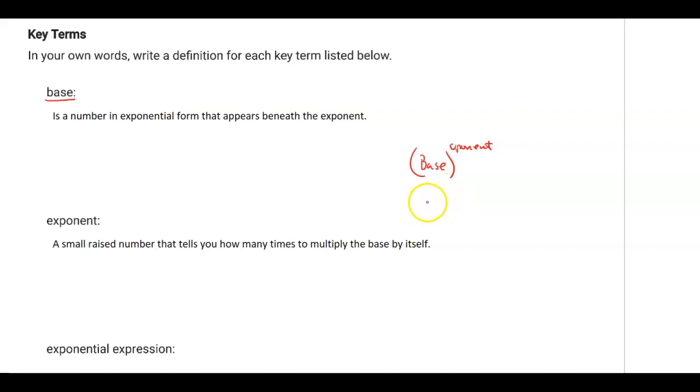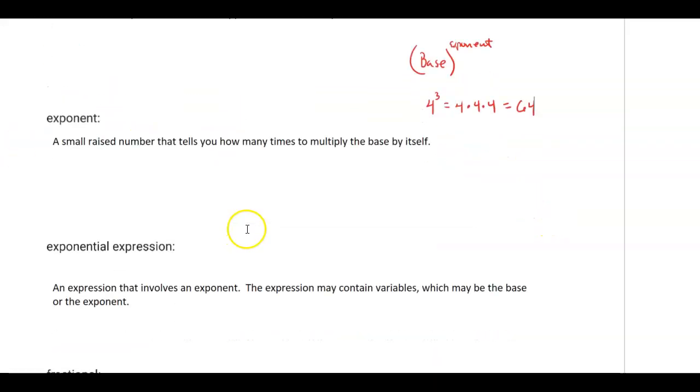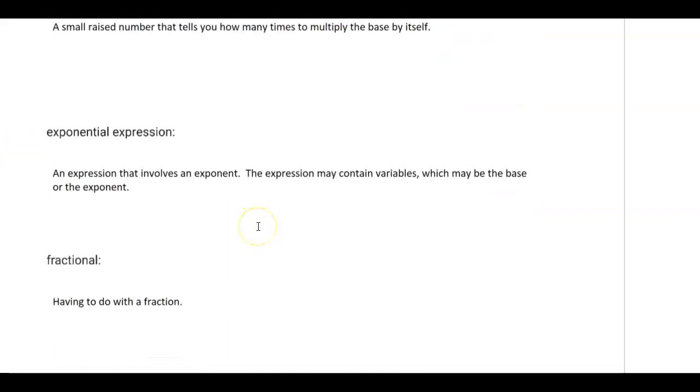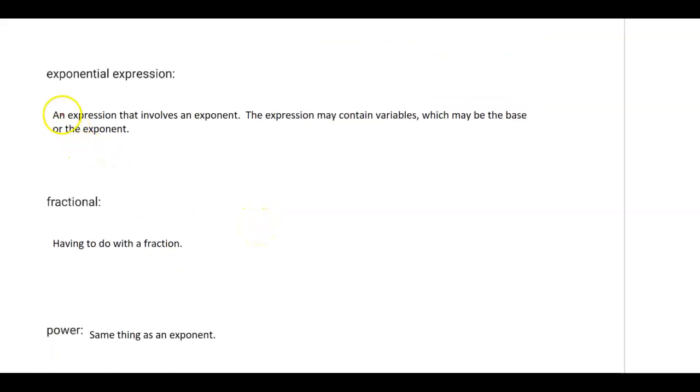So in this case, if I had something like 4 to the third power, that tells me I'm going to multiply 4 by itself 3 times. So the 4 to the third would be 64. Now, with that, we have exponential expression, and it's any expression that involves an exponent. So if you see an exponent anywhere inside an expression, you know it's an exponential expression.